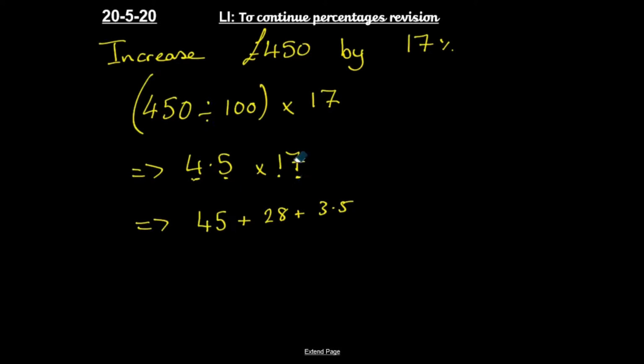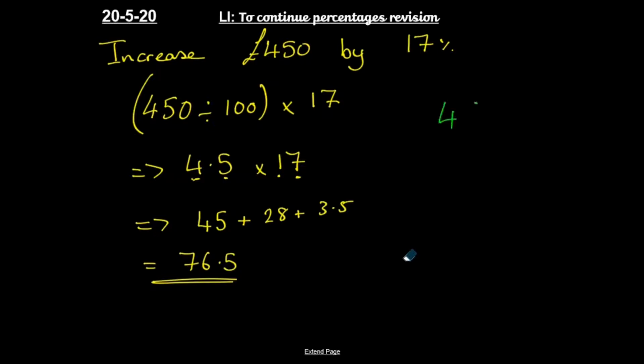Almost mentally I've partitioned these numbers to multiply them: 10 times this, and 7 times 4, and then 7 times 0.5. And there we go. I can now add them together. Well, 45 plus 28 is, of course, 73. Plus 3.5 is 76.5. Have I finished there? No, I have not, because I've not increased it yet. So my next step is to increase.